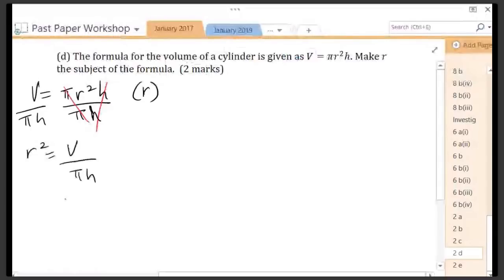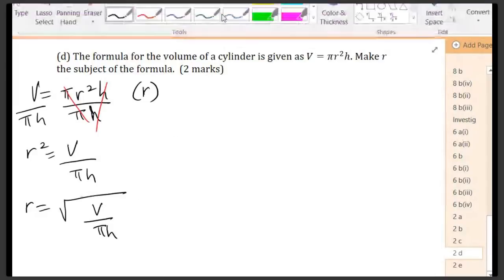Now they want me to find r, so I need to take the square root on both sides of the equation. Now we're only looking for the positive value of r, so usually when we take the square root, it's always plus or minus, but you can't have a negative radius, okay? So we only deal with the positive value here. So the r here is equal to the square root of V all over pi h. So let's go over it again. Well done, Nafisa.